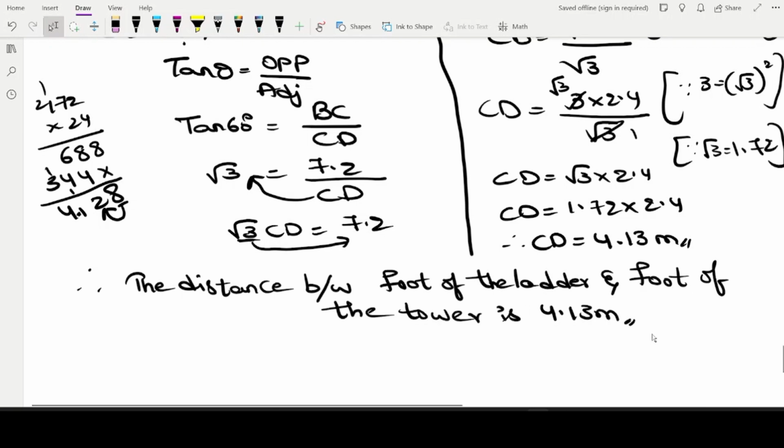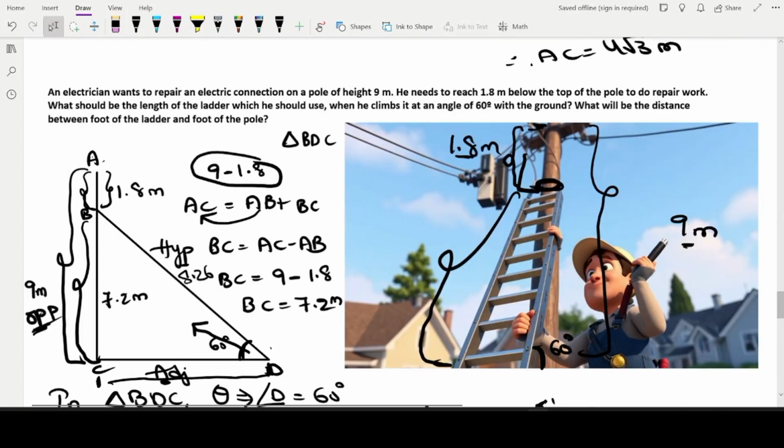Let me explain this problem one more time. In the question, an electrician wants to repair an electric connection on a pole which is of height 9 meters. So the electric pole height is 9 meters and he needs to reach 1.8 meters below the top of the pole. From the top of the pole, you need to reach a point which is 1.8 meters down to repair work. So the repair work is at this point.